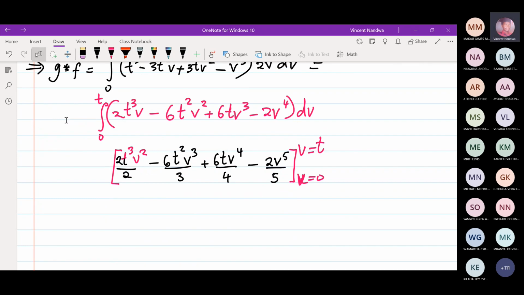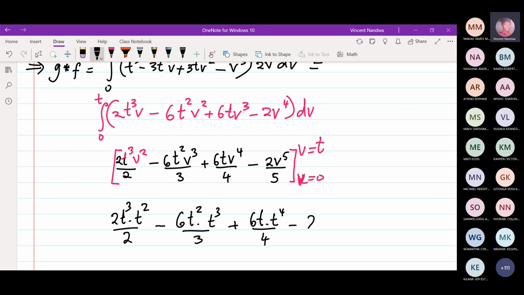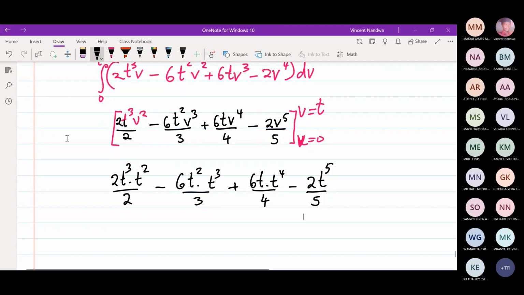We are sure that the lower limit would be 0, because everywhere there is a V, the term becomes 0. So we have 2T cubed, where there is V, put T, minus 6T squared, where there is V, we put T, plus 6T times T to the power 4 over 4, minus 2T to the power 5 over 5, minus 0.